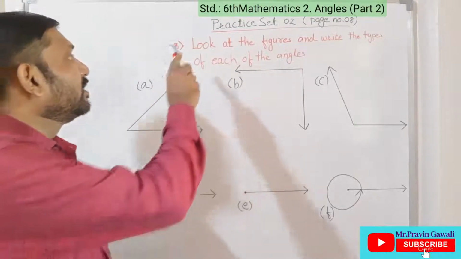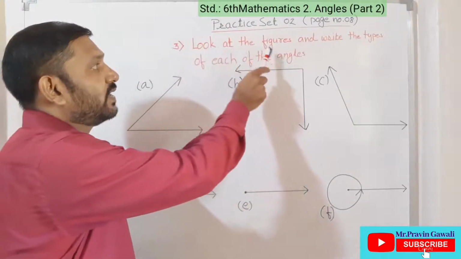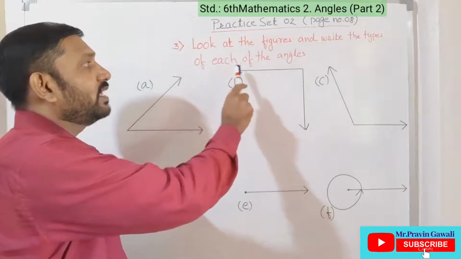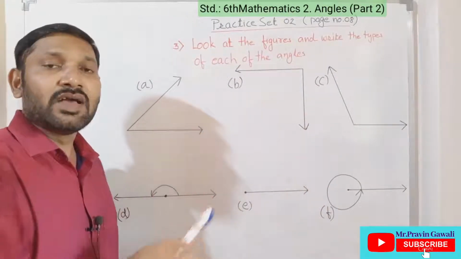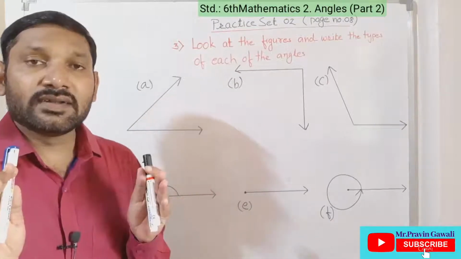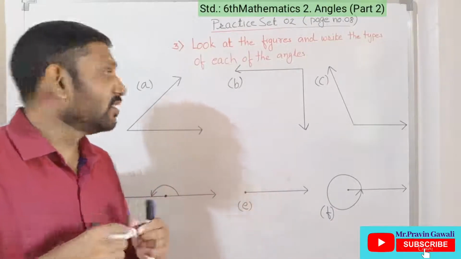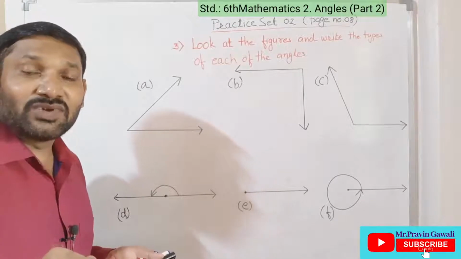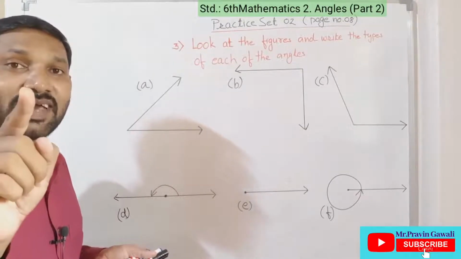Okay. See, in the third question, look at the figures and write the types of each of the angles. So figures are given. We have to write the types of angles here. Okay, student. Type your answer in the comment box, student. Do not forget to type your answer.